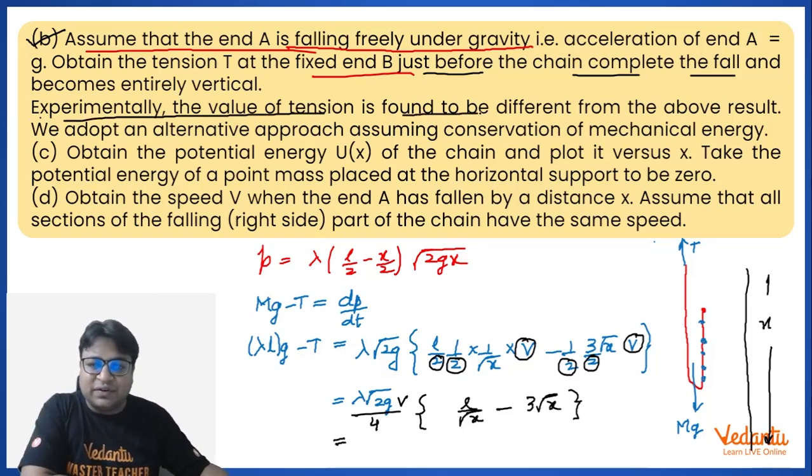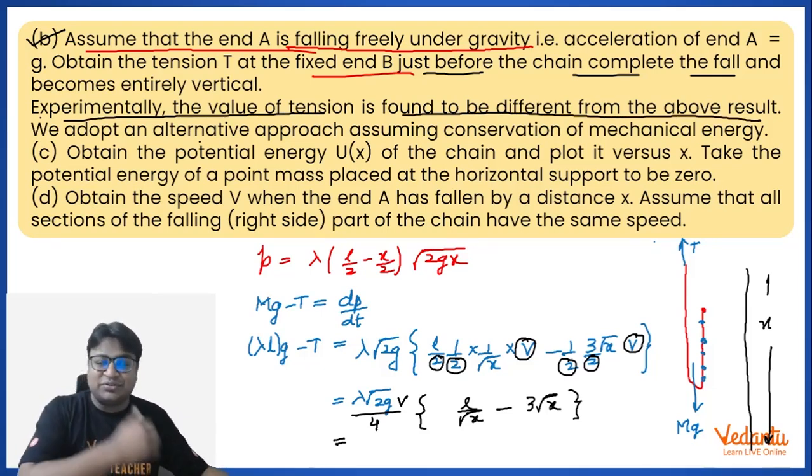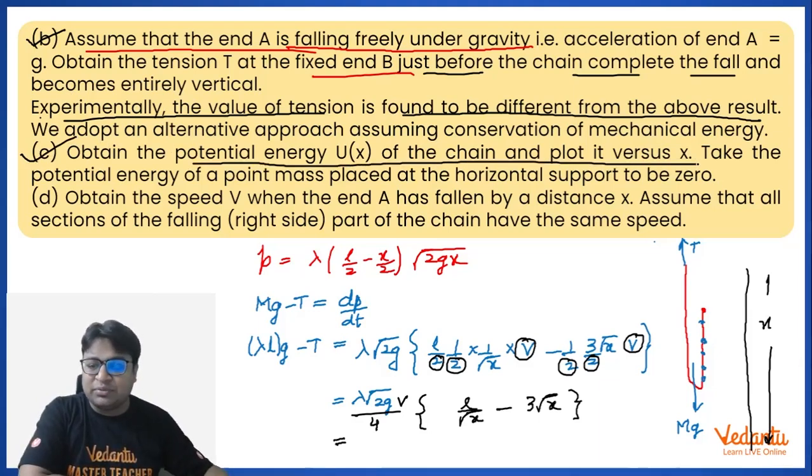The value of tension is found to be different from the above result. All right, so there is something here that we have considered, which is part of theory only, which does not play a role in practical life. Okay, so let's try to find an alternative approach, and let's try to see what we can do. So question C says: obtain the potential energy of the chain and plot it versus x. Take the potential energy of the point mass placed at the horizontal supposed to be 0.